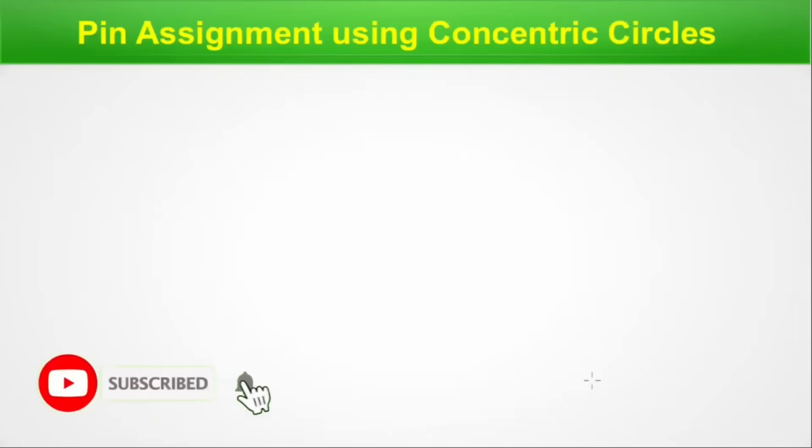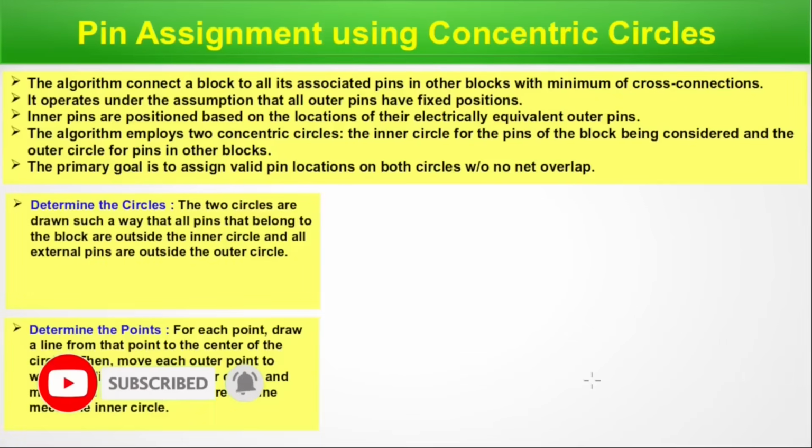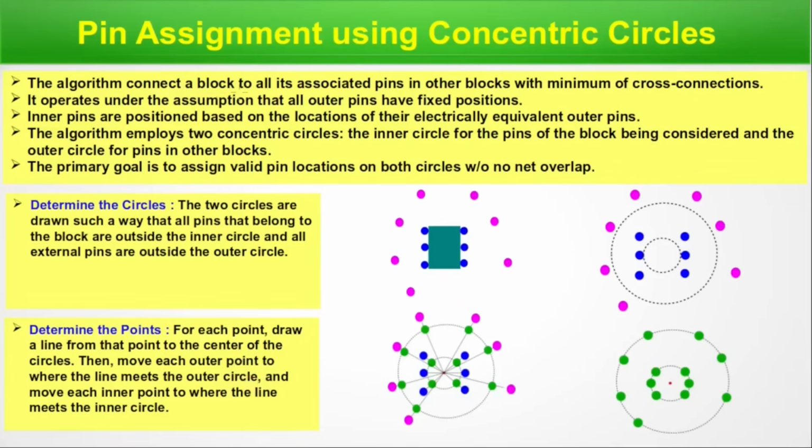Pin assignment using concentric circles. This is a methodology. This algorithm connects a block to all its associated pins in other blocks with minimum crossing connections. It operates under the assumption that all outer pins have fixed positions. Inner pins are positioned based on the location of their electrically equivalent outer pin. The algorithm employs two concentric circles, that's why the name is concentric circles method: the inner circle for the pins of the block being considered, and the outer circle for pins of the other blocks. The primary goal is to assign valid pin locations on both circles with no net overlap.